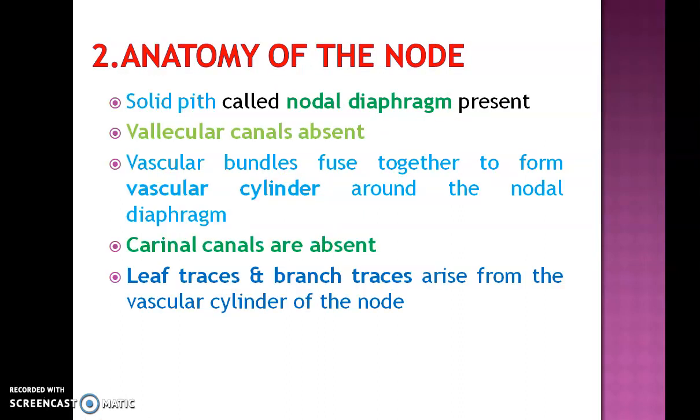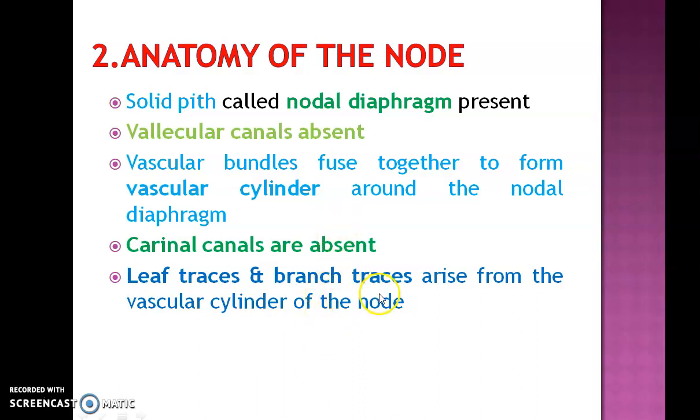And next is the anatomy of the node. It differs from internodes in certain characters. In the case of nodes, the pith is not hollow, it is solid and is known as the nodal diaphragm. Vallecular canals and carinal canals are also absent in nodes. Moreover, the vascular bundles of the nodal region fuse together to form a vascular cylinder around the nodal diaphragm or pith.